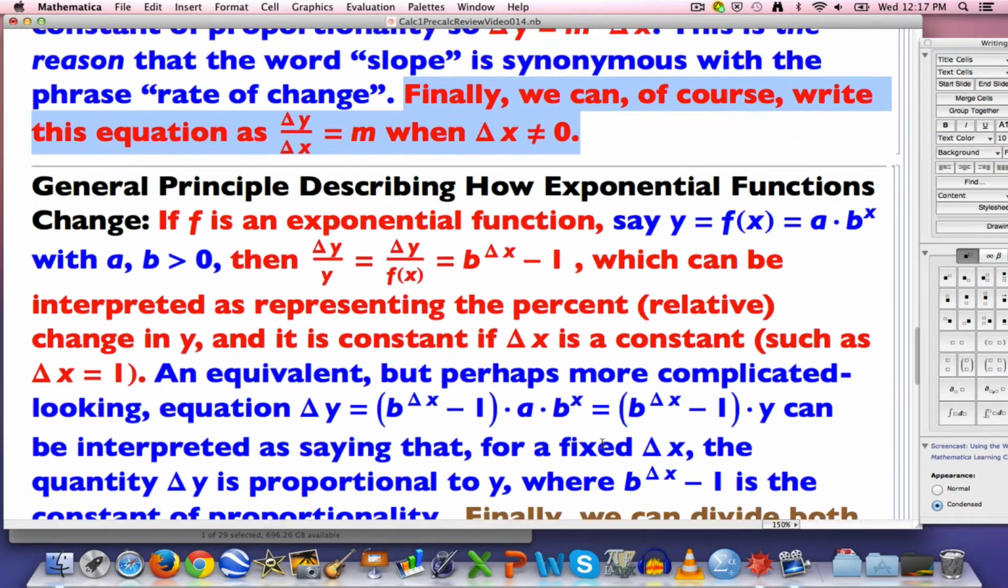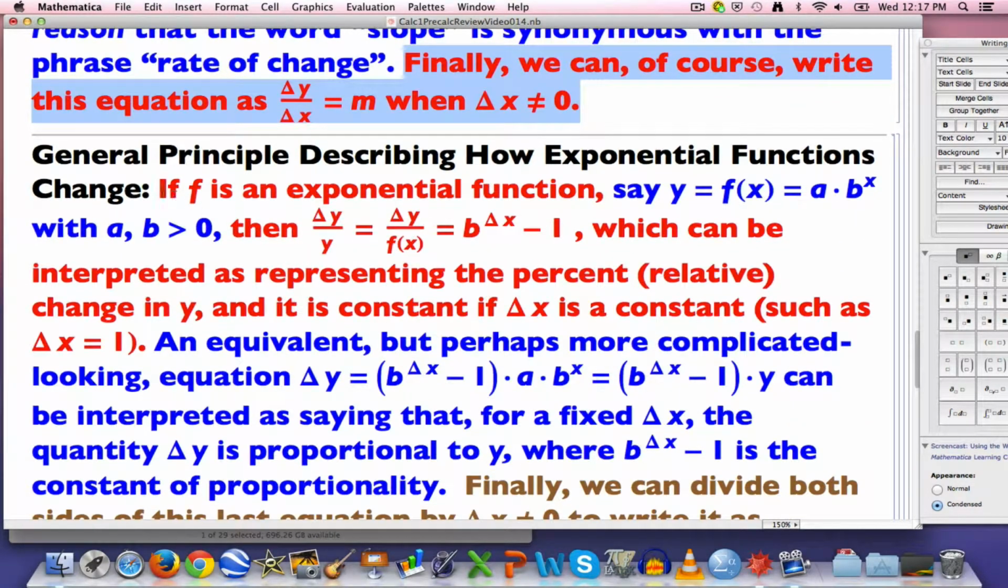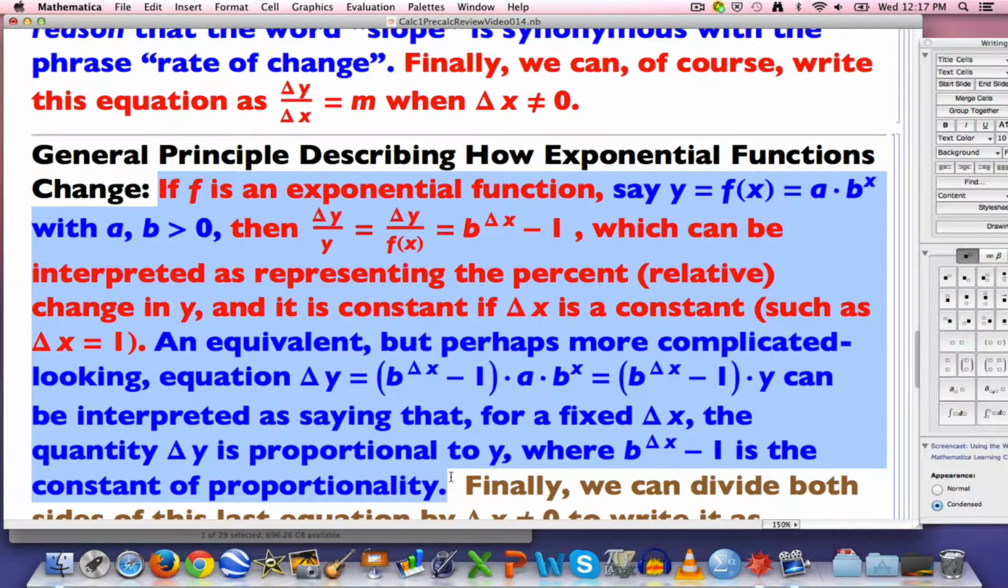Let's go to the exponential functions. That's harder. Here's the part that we looked at in the last video and we proved.